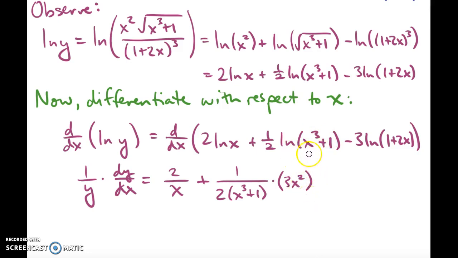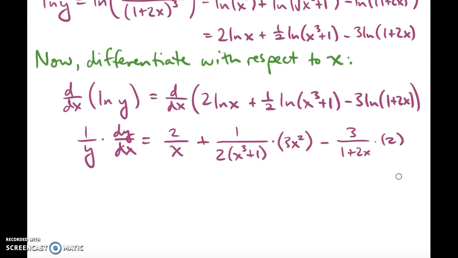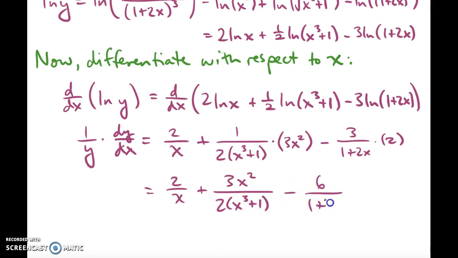Again, using that property, way back when we said natural log of g of x, the derivative would be 1 over g of x times g prime. That's what we've got there. Minus 3 over 1 plus 2x times 2. And so that ends up being 2 over x, clean this up a little bit, 3x squared over 2 times x cubed plus 1 minus 6 over 1 plus 2x.